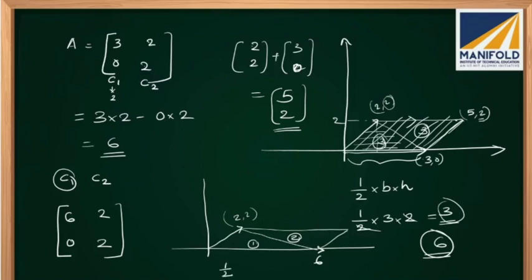So half into 6 into height, which is 2 now. Half into 6 into 2, what happened? Area is 6 for this triangle, and 6 for this triangle. So the total area will be 6 plus 6 equal to 12. Now you can see the determinant of this particular matrix. It becomes 6 into 2 minus 2 into 0.